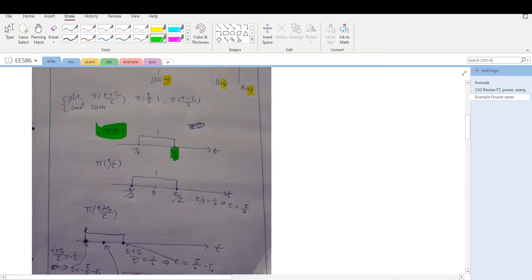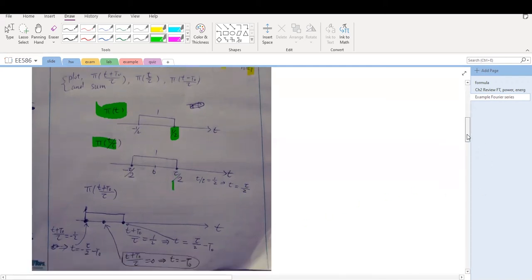For this point here, we need to solve a linear equation. t divided by tau equals half. We have t equals tau divided by 2. So here, that's the waveform for pi of t divided by tau.